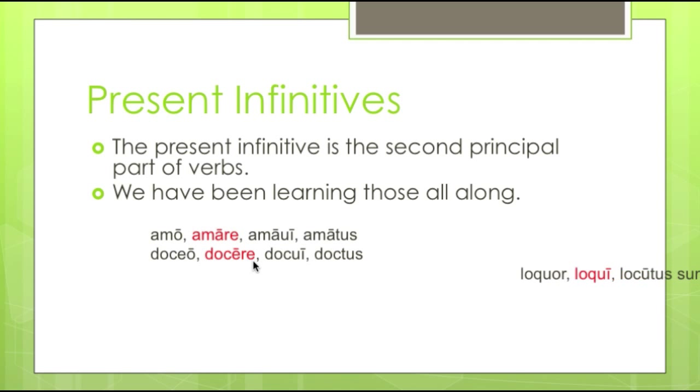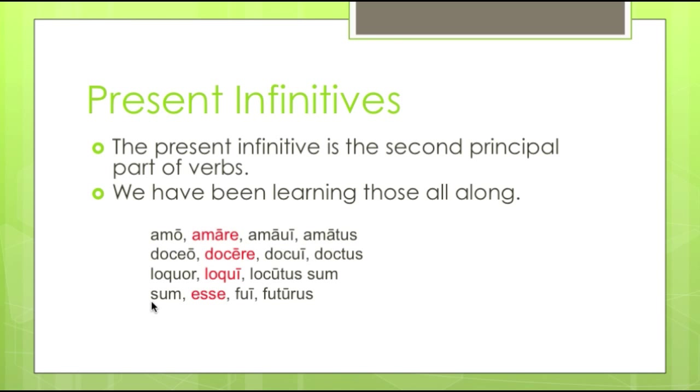It means to teach. Loquor, which means speak, has a present infinitive loqui, to speak. Sum, the verb to be, has a present infinitive esse, which means to be. And morior, which means to die, has the present infinitive mori, which means to die.